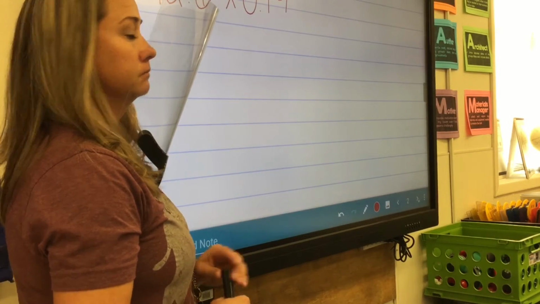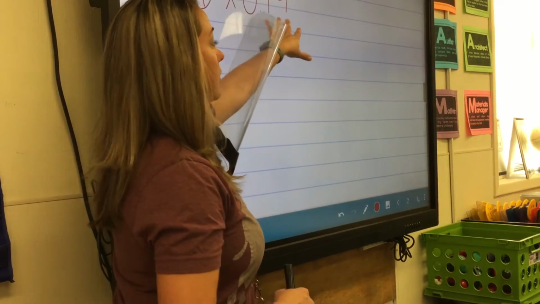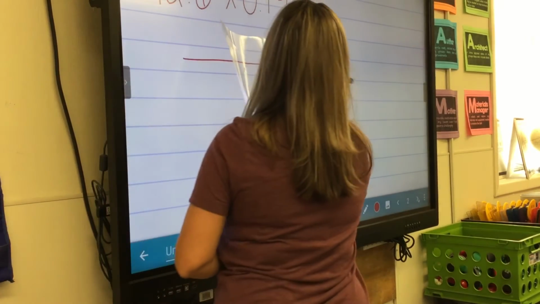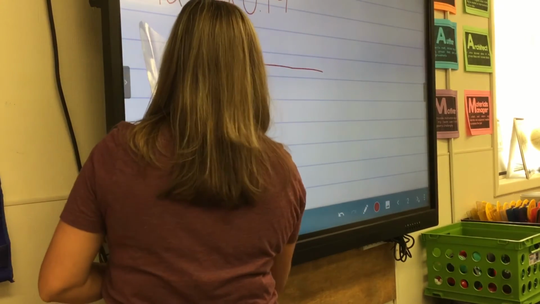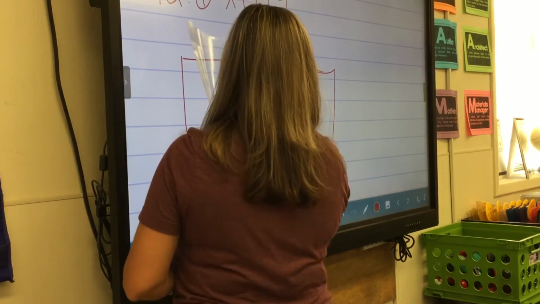A 3 by 3. Well, it's going to be a 3. I don't have to account for the 0. A 3 by what? A 3 by 2. It'll be a 3 by 2. So I'm going to go 1, 2, 3, 1, 2. I'm going to create my area model.